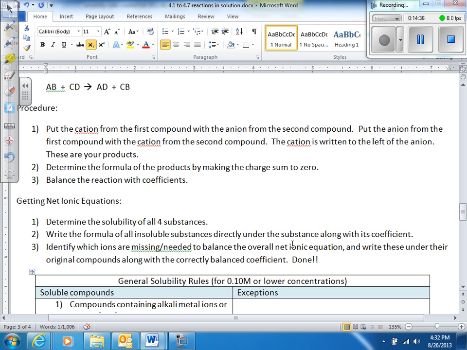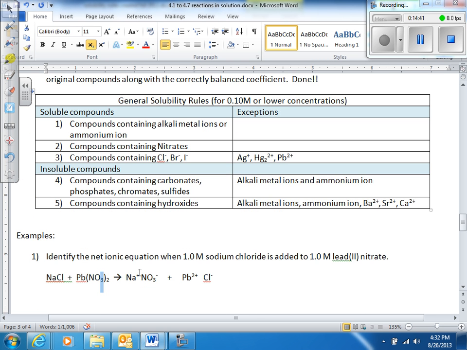Now, the next step, I have to determine the formula of the products by making the charges add to 0. +1, -1 is just going to be 1 to 1. Pb with 2+, Cl 1-. How many Cl's am I going to need? 2, and the formulas become, voila, here are our formulas.